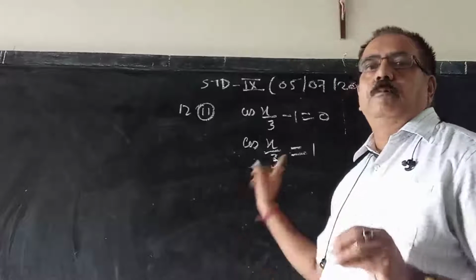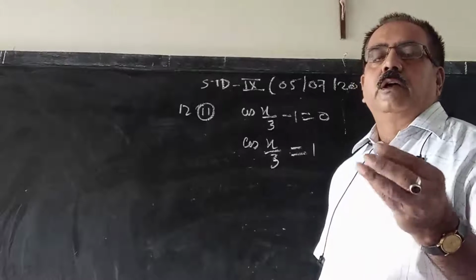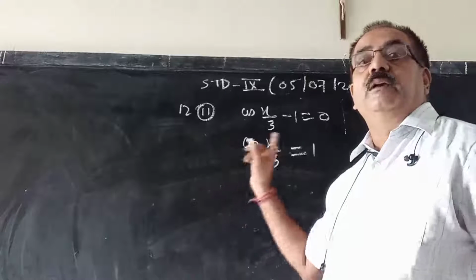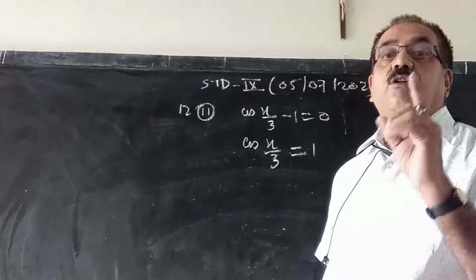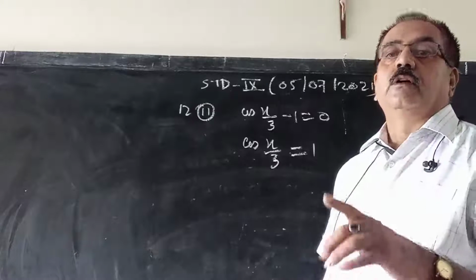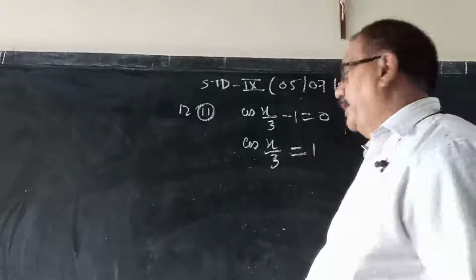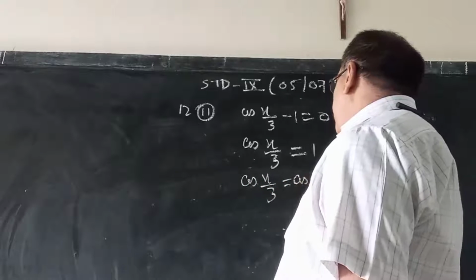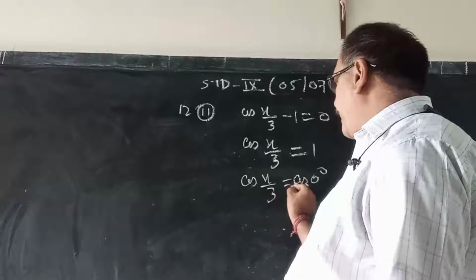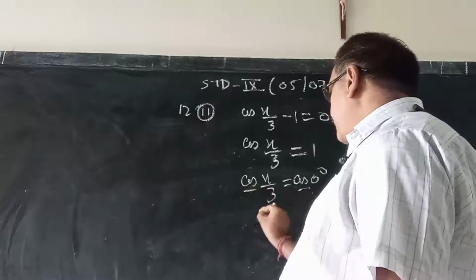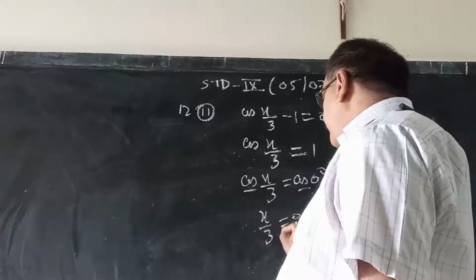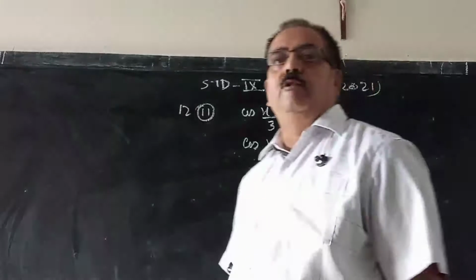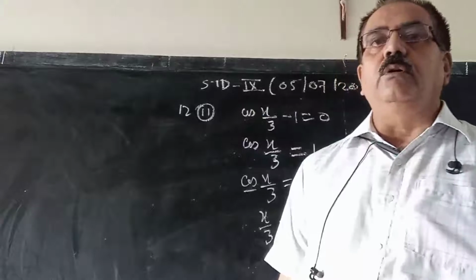Now put the value of 1, or in which value of angle of cos it is coming 1. Then we know that cos 0 degree is equal to 1. So in place of 1 we will put cos 0 degree. So cos x by 3 is equal to cos 0 degree. Now when we compare, equal sign is there, compare x by 3 is equal to 0 degree. X is equal to 0 into 3, that is 0 degree. So what is the value of x? X is 0 degree.